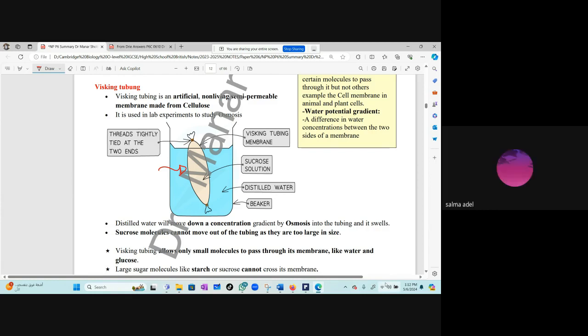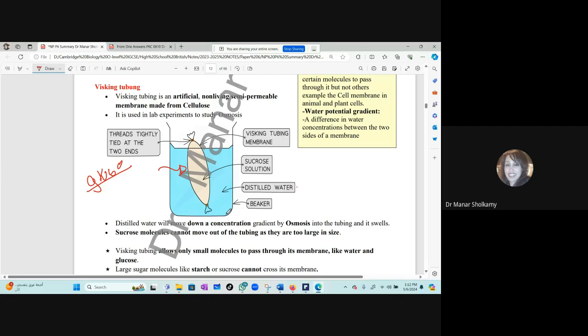It's an artificial membrane. Yes, it's an artificial membrane. And this artificial membrane is semi-permeable. Keep in mind, it only allows small molecules. Okay, water. Only water can move in and out, and glucose if it is mentioned. Sucrose, can it cross through? No. Starch, no. Okay, so the big molecules cannot cross.